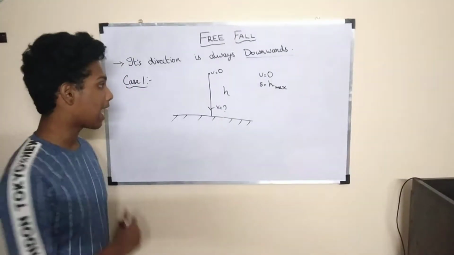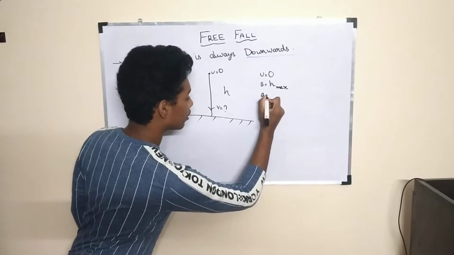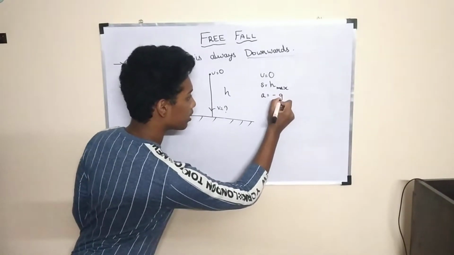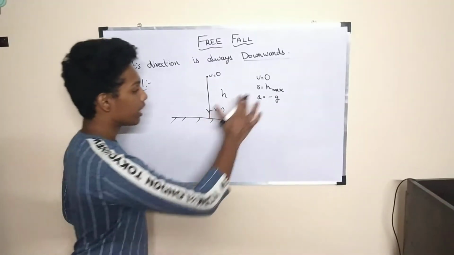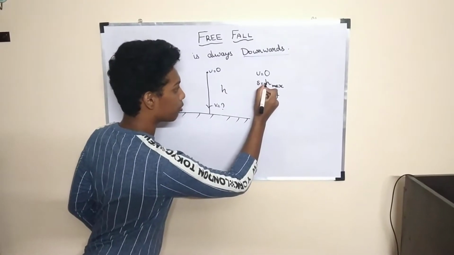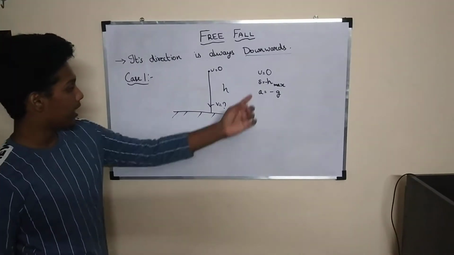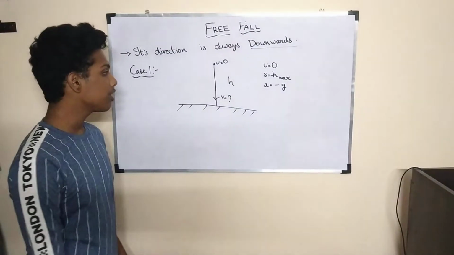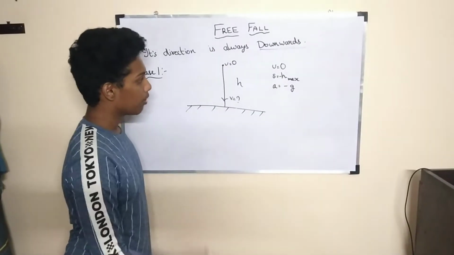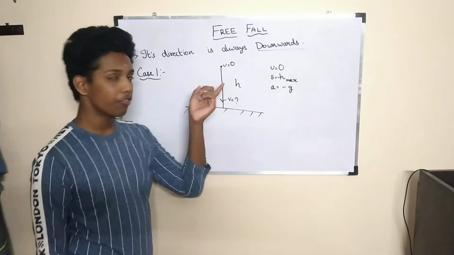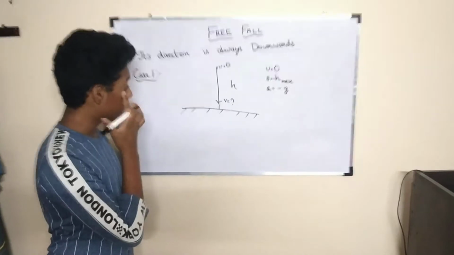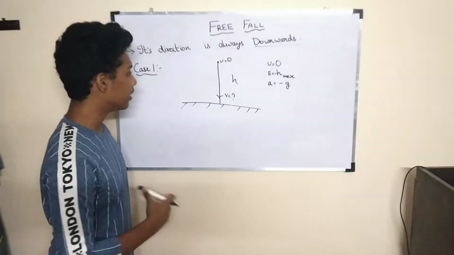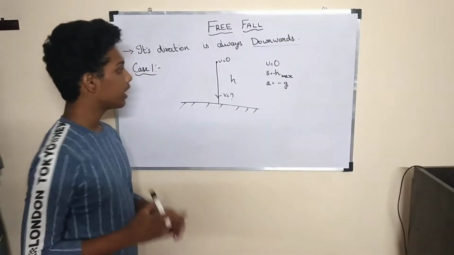And one more thing is the acceleration. Remember I said that acceleration is only due to gravity, so it is minus g. Assuming the downward direction is negative, the height also would be minus h. So displacement is minus h, acceleration is minus g, and initial velocity is u. The first procedure is to find all the values of the quantities. The second one is to find the best equation of motion.